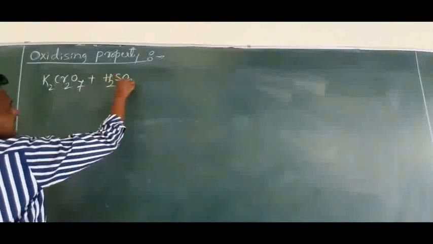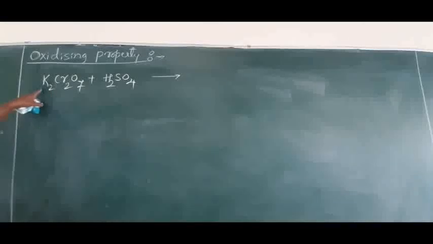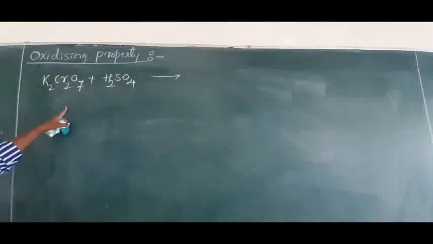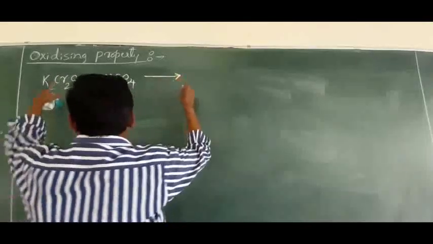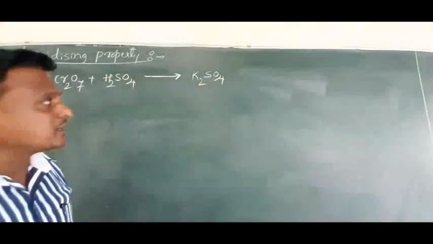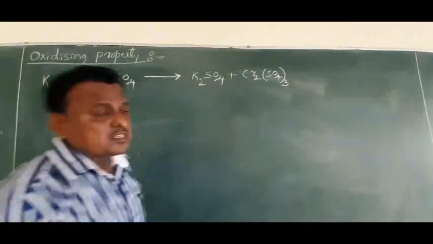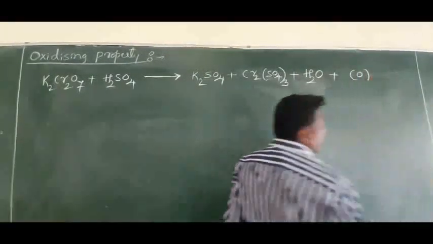K2Cr2O7, potassium dichromate, reacts with sulfuric acid to form a compound. Yes, potassium sulfate, which we already know, and chromic acid, and it releases the corresponding nascent oxygen along with water. This chromic acid reacts in the presence of the component potassium sulfate K2SO4, chromium sulfate Cr2(SO4)3, and releases water along with nascent oxygen.